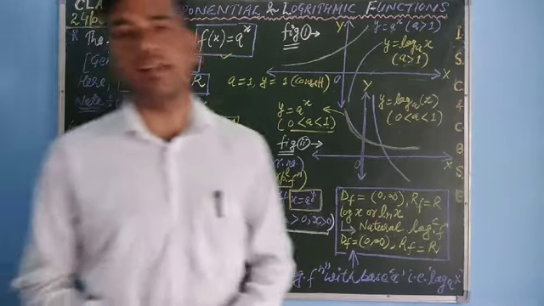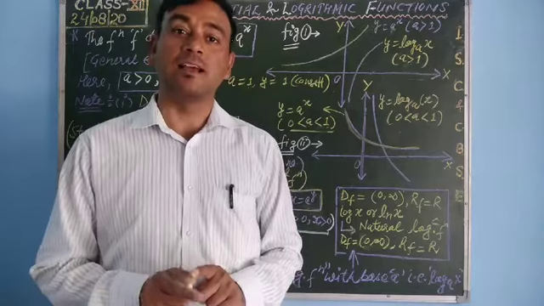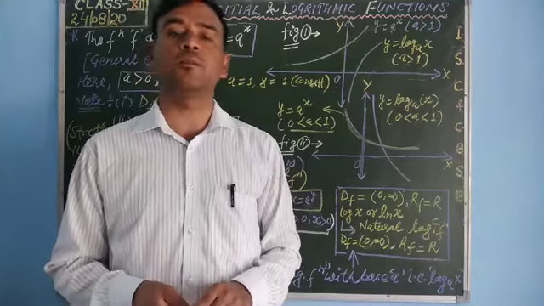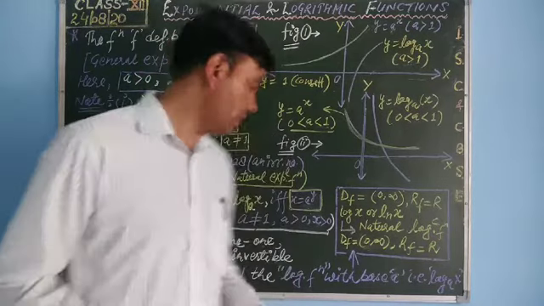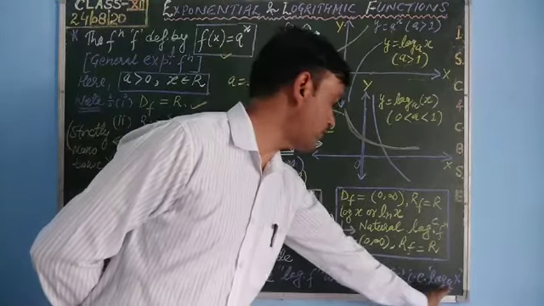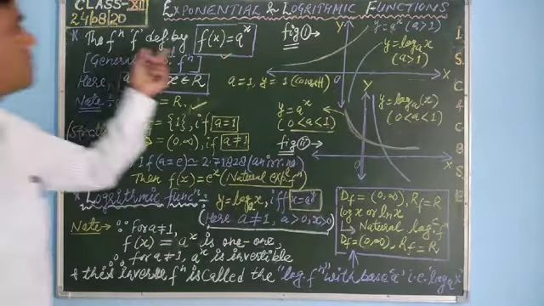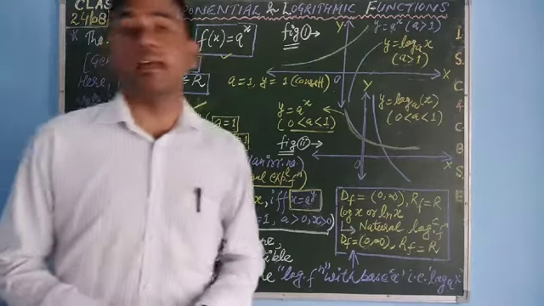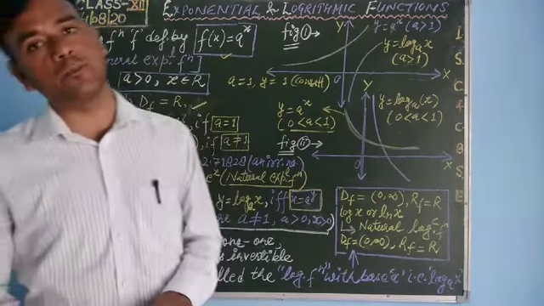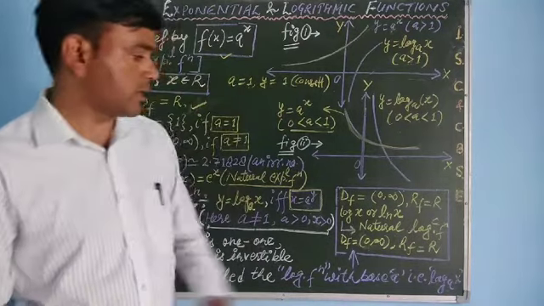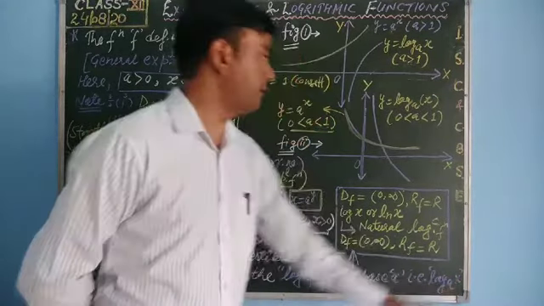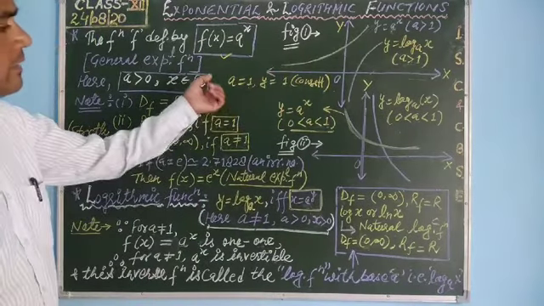So a question arises here: when the general exponential function is one-one, then its inverse exists, and the inverse of the general exponential function is always a function that is called the logarithmic function with base a, defined as log x with base a. So I think you understood that the inverse of any exponential function is a logarithmic function, with base a and defined as log x with base a. Now see here, from the graph you can easily understand.